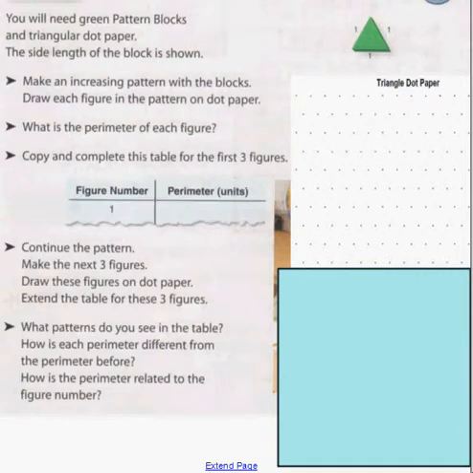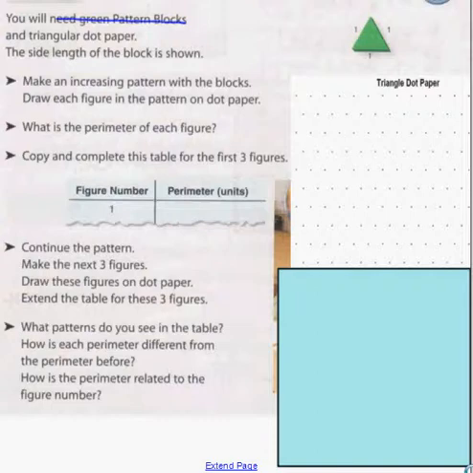Alright, lesson 3. Here we go. It says you will need green pattern blocks. Well, actually, you don't. But you do need the triangular dot paper that you see right there in front of us. And we're going to do some imagining or visualizing little triangles.